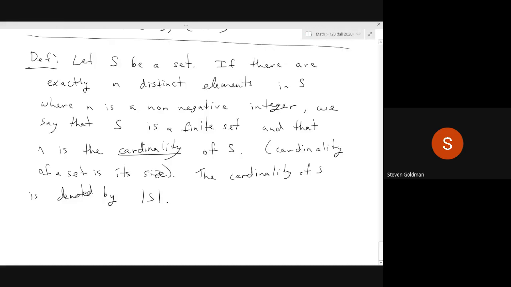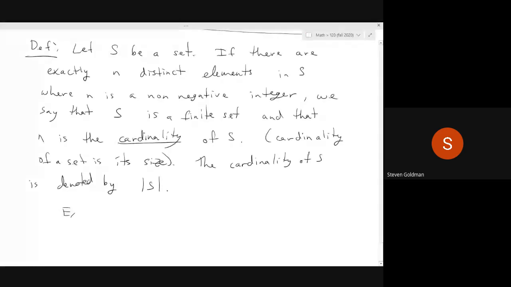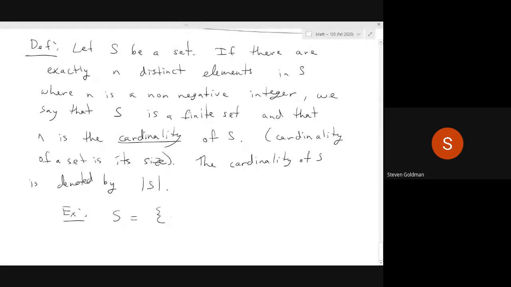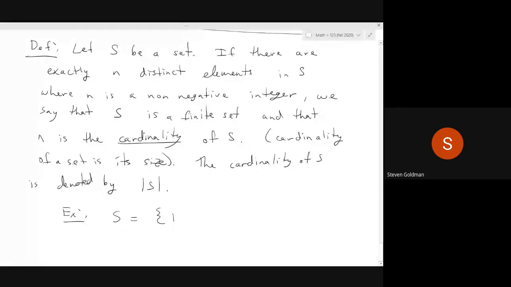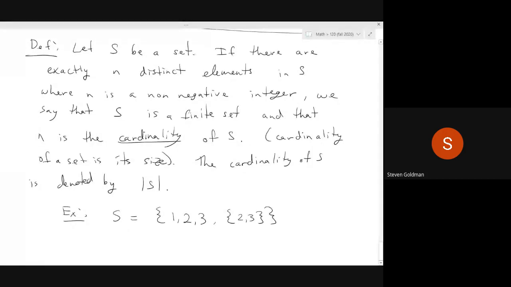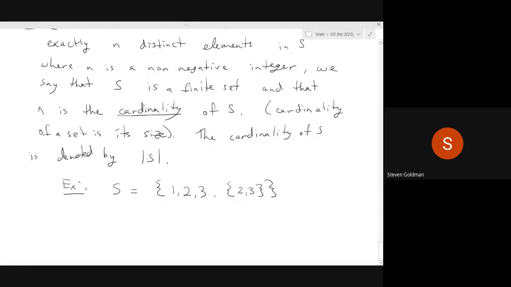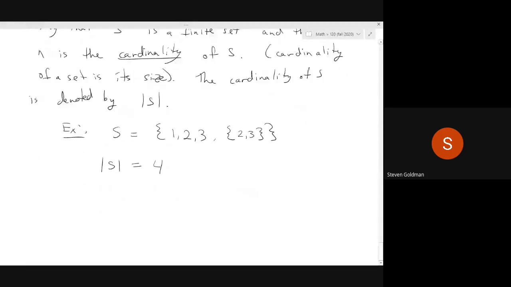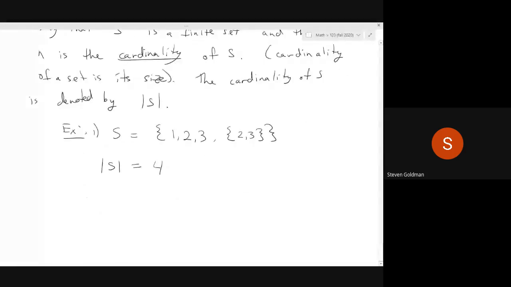Okay. All right. So, for example, let's say I have a set S, and the elements are 1, 2, 3, and then a set including the numbers 2 and 3. What is the cardinality of S in this problem? What is its size? How many distinct elements are in here? 1, 2, 3, 4. Right? There are 4 distinct elements, so the cardinality of this set would be 4. Let's say that's our first example.